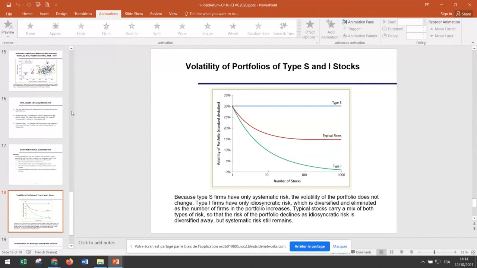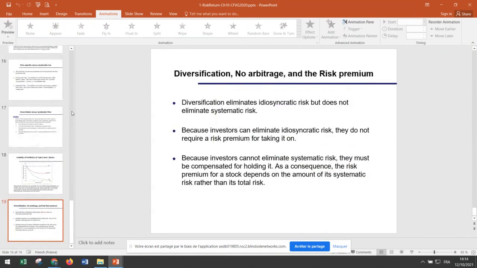That might explain why, when you do stock picking, it is very difficult to beat the market portfolio returns. So diversification eliminates idiosyncratic risk but does not eliminate systematic risk. Because investors can eliminate idiosyncratic risk, they do not require a risk premium for taking it on. Because investors cannot eliminate systematic risk, they must be compensated for holding it. As a consequence, the risk premium for a stock depends on the amount of systematic risk rather than its total risk. So how are we going to measure systematic risk? That will be our next session, or the next module.